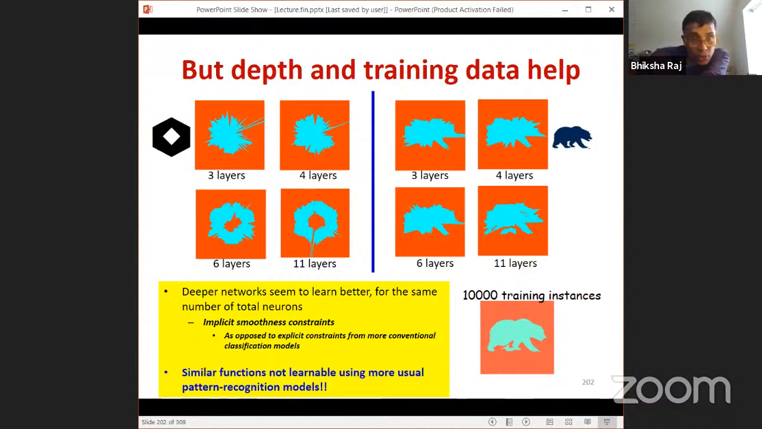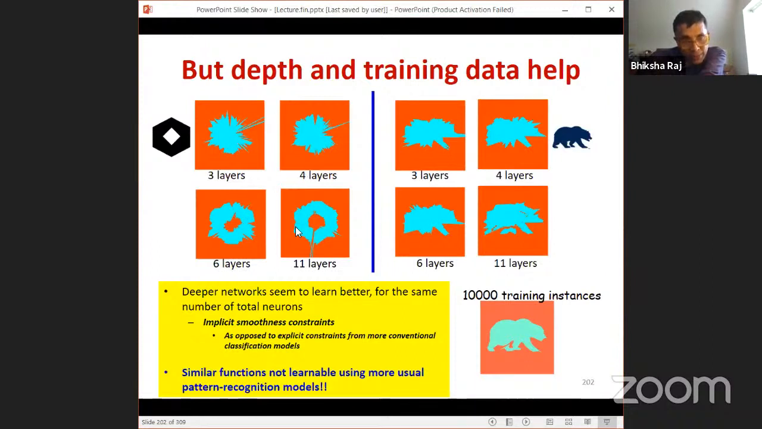We've taken many more neurons. We've actually taken 660 neurons. Here the 660 neurons are arranged in 3 layers. This is the decision boundary it learned. This is 3 layers of 220 neurons each. These are 4 layers of 115 neurons each. This is what I get with 6 layers of 110 neurons each. This is 4 layers of 165 neurons. 6 layers of 110 neurons, 11 layers of 60 neurons each.